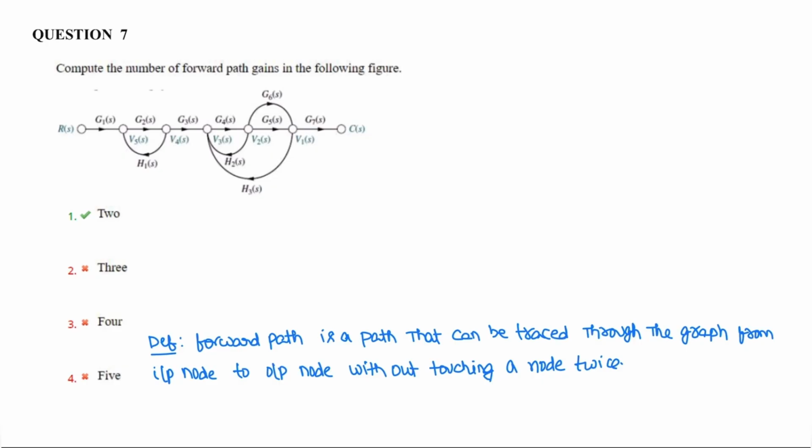Let us assume R of s is the input node and X of s is the output node. Here there are two forward paths. This is one forward path, and the next forward path is this. So this is forward path 1, forward path 2. The number of forward paths is 2.